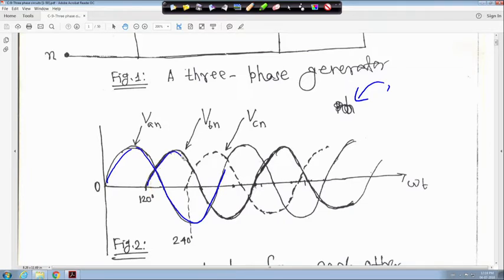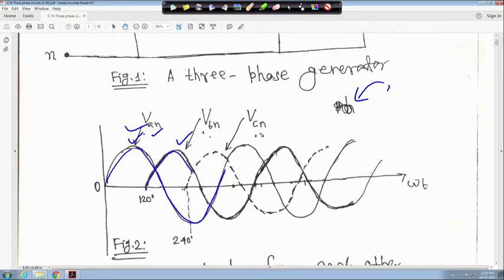Then VBN will start from here, and VCN, of course, will come like this. That means VAN is leading VBN by 120 degrees, and VBN is leading VCN by 120 degrees. In other words, VBN is lagging VAN by 120 degrees and VCN is lagging VBN by 120 degrees, or VCN is lagging VAN by 240 degrees, because VAN reaches its peak faster than VBN, right? So VAN is leading VBN, VBN is leading VCN, and they are 120 degrees apart, right? A, B, C are 120 degrees apart.